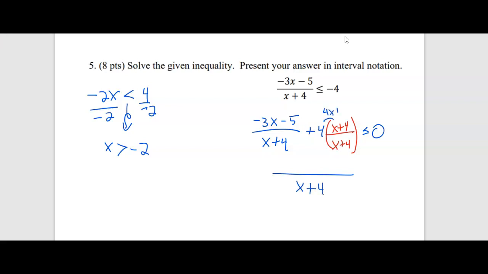This is 4x plus 16. We can combine the numerators. 4x minus 3x is x. Negative 5 plus 16 is plus 11. So we now have a rational inequality where it's one fraction less than or equal to 0. The way we handle this is with a number line with the x-intercepts. That would be negative 11, and that, because of the equal sign, can be included. So I'll make that a solid dot because that would make the value 0. And the negative 4, because it's a denominator issue, we would have to have that a hollow dot.